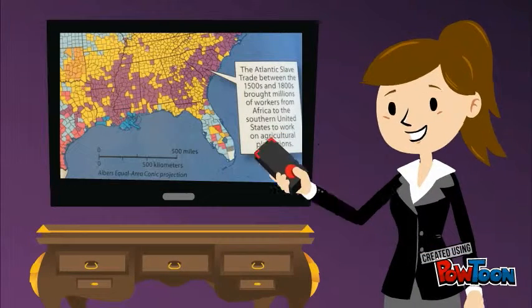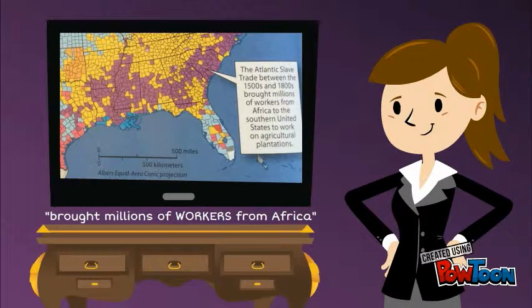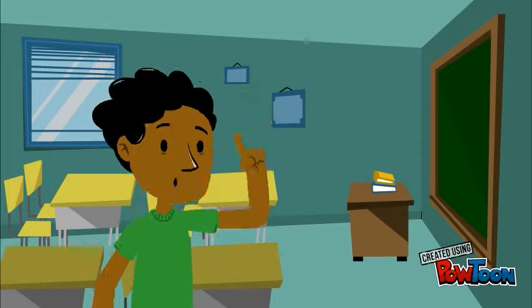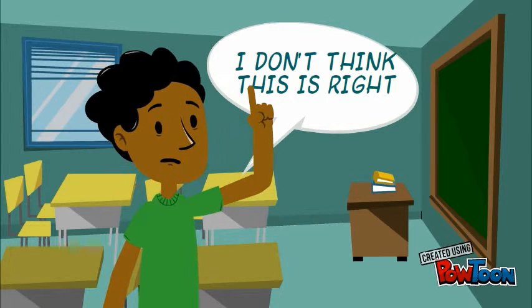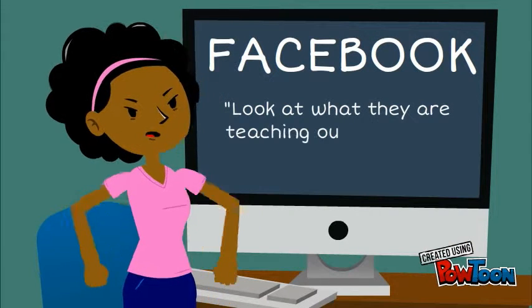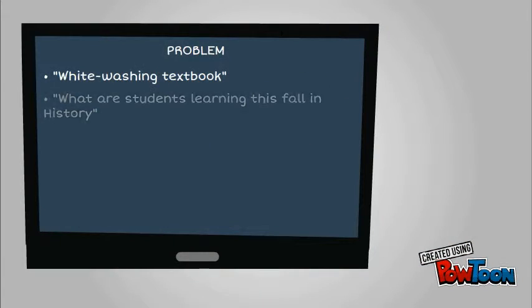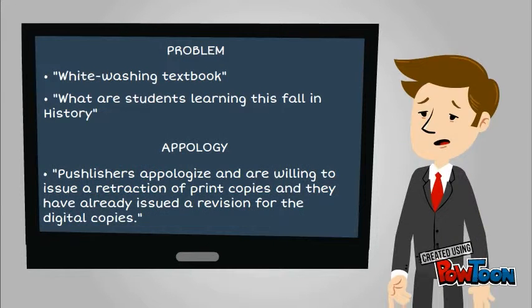A textbook recently released in Texas stated that the slave trade brought millions of workers from Africa to the southern region of the U.S. to work on agricultural plantations. This sentence represents a distorted view of history. A freshman high school student noticed this error and told his mother, who told all of Facebook. The textbook publishers learned of the mistake and issued an apology letter.